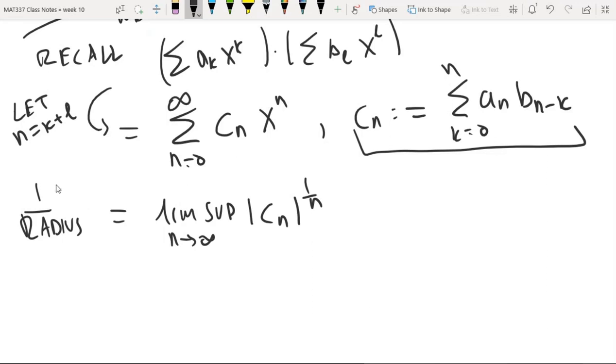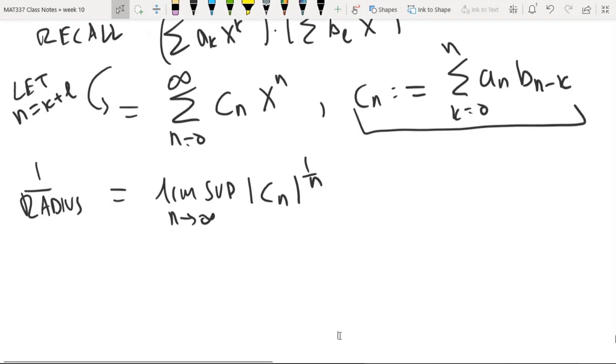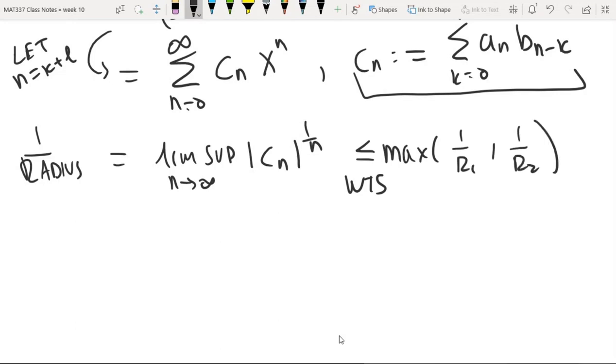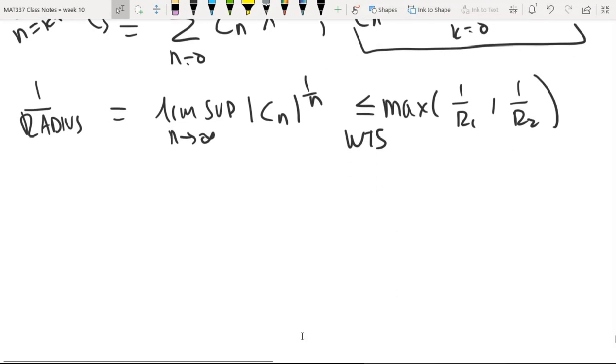So let me try now. We want to show that this is less than the max of 1 over r1 and 1 over r2. All right. Fine. So since r1 is the radius, no questions today? Is there really? No, we had some questions. Okay.